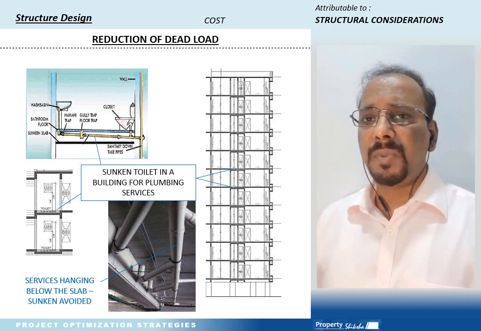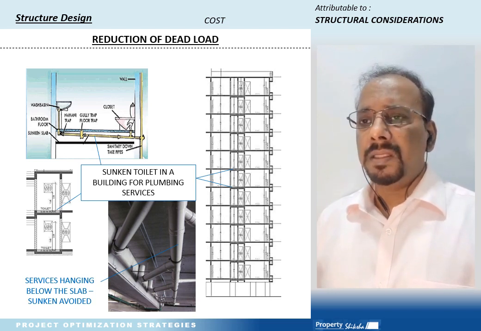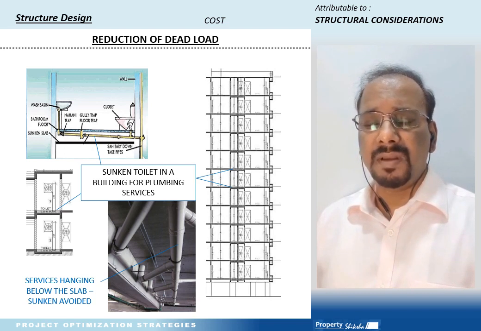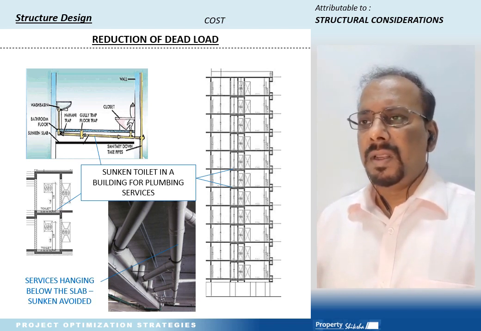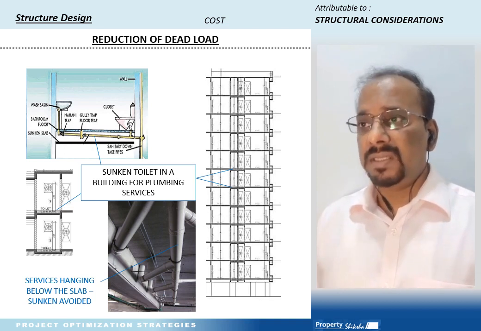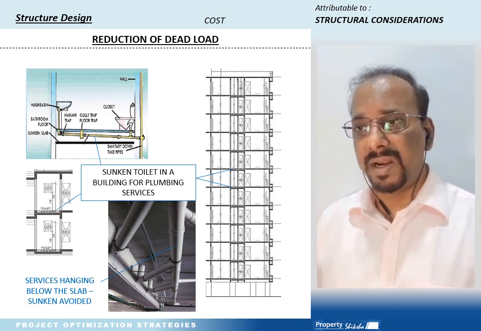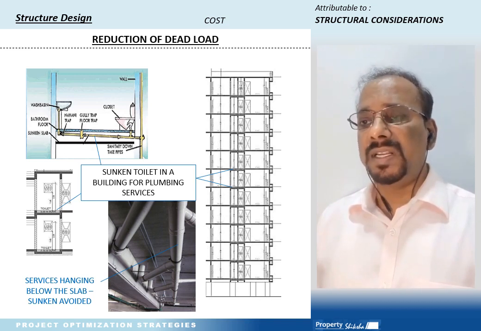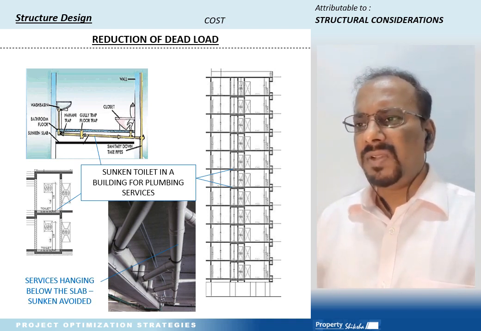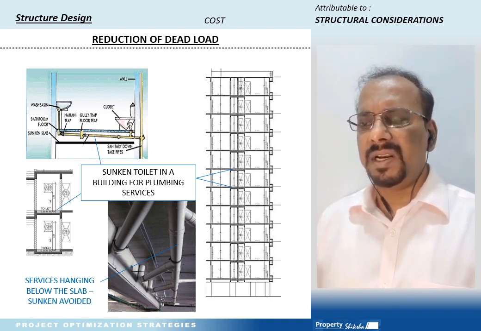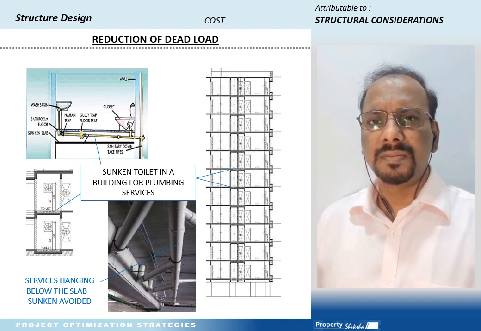and the surface is passing through filling. The lower picture shows the surfaces hanging below the slab and the sunken area is avoided. So this can be done while optimizing the depth of sunken area, including all toilets, balconies and kitchen areas where hanging surfaces may be provided or proposed during the design stage. And this will certainly help optimize the structure and reduce the structure cost.